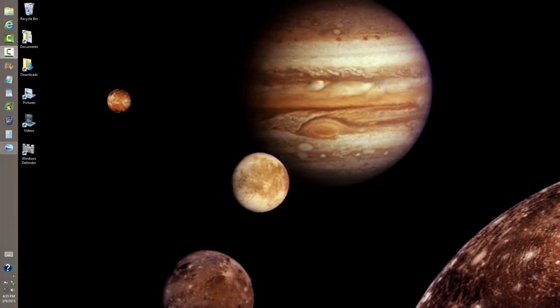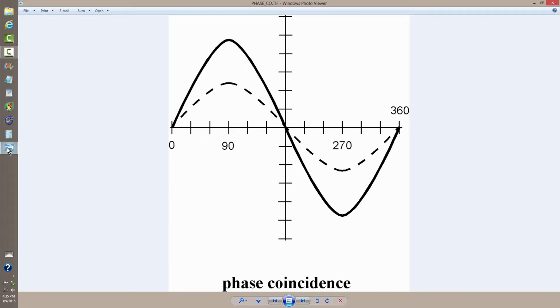Stan Gibilisco here to illustrate for you very quickly the difference between phase coincidence and phase opposition when you have sine waves of the same frequency. It's very important for the waves to have the same frequency in order for either of these terms to make any sense, because otherwise the phase will change from cycle to cycle and it screws everything up.